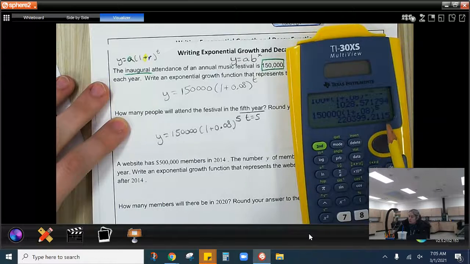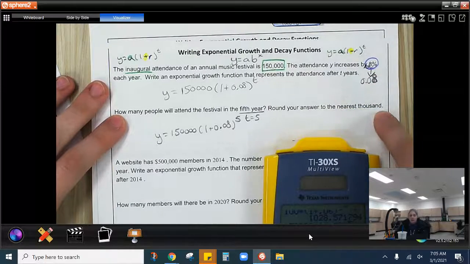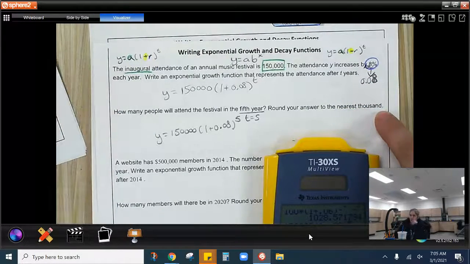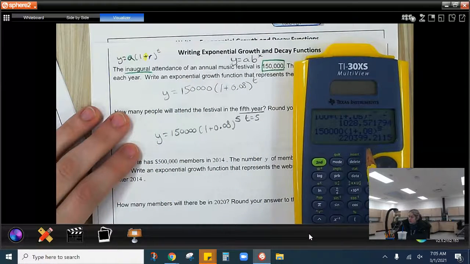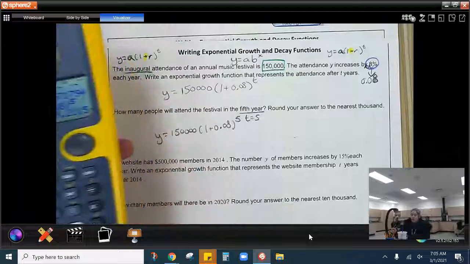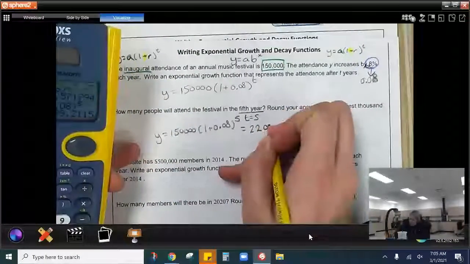Well, that's 3. 1, 2, 3. So that would be, oh, thousand, not thousandth. Careful reading. Okay, nearest thousand would be tens, hundreds, thousands. So 220,000, right? We don't need the 399. So 220,000.